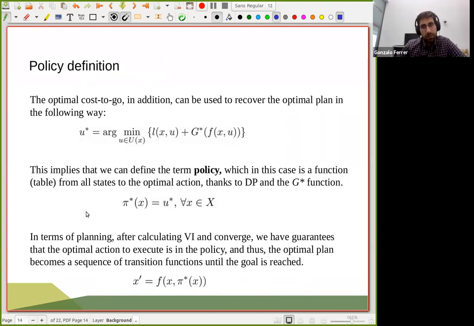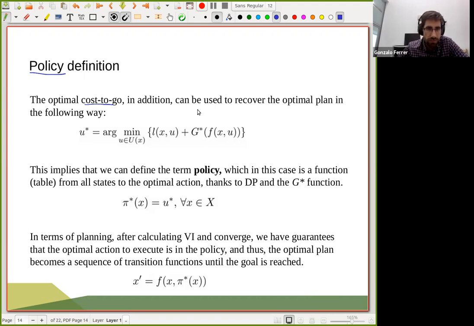Okay, now with this, we are ready to redefine what a policy is, right? So we have now phrased this idea of how to calculate value iteration for infinite plans, which gives us this optimal cost to go from any state. But in addition, this is what I think Mark was asking. Do we really need to save parents?